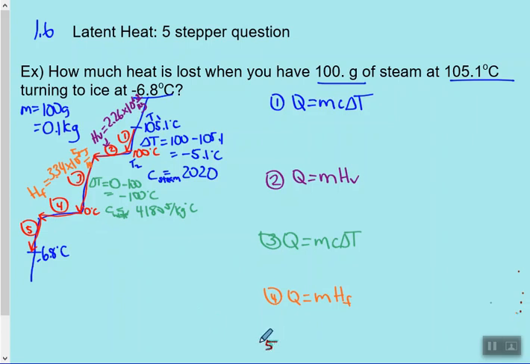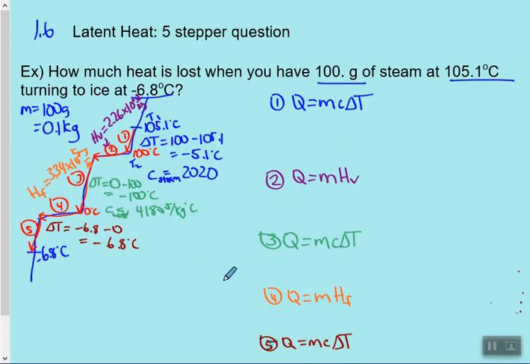This color 5. So Q equals MC delta T. And so my change in temperature is I'm starting at 0, so ice at 0 degrees Celsius, and I'm going to ice at negative 6.8 degrees Celsius. Okay, so this is where I'm ending up at, so negative 6.8 minus 0 is nice and easy. It's just going to be negative 6.8 degrees Celsius.